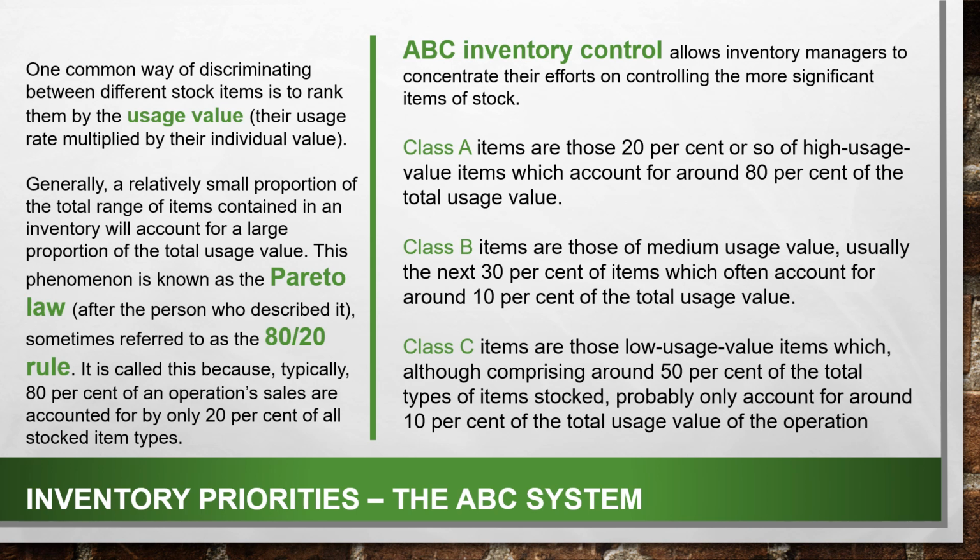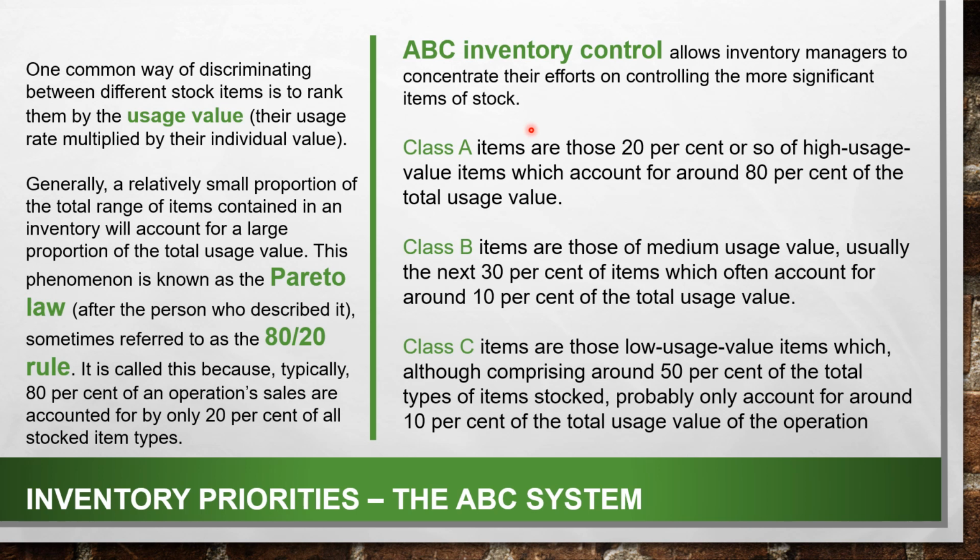Now, one way of discriminating between different stock items is to rank them by the usage value. The usage value is the usage rate multiplied by their individual value. So items with a particularly high usage value are deemed to warrant the most careful control, whereas those with low usage values need not be controlled quite so rigorously. Generally, there's a relatively small proportion of the total range of items contained in inventory that will account for a large proportion of the total usage value.